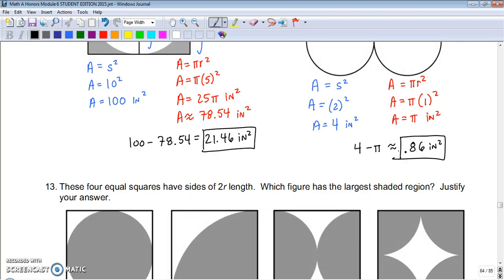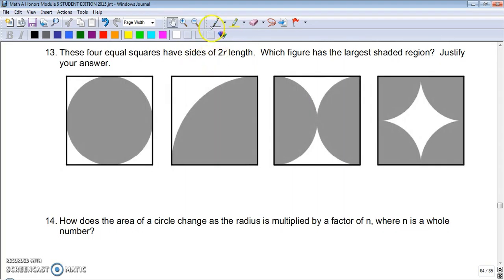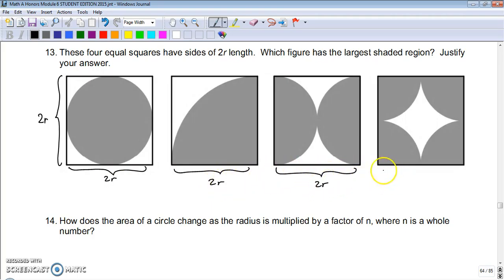All right, let's go to number 13. These four squares have sides of 2r, so each one of these is 2r. Which figure has the largest shaded region?